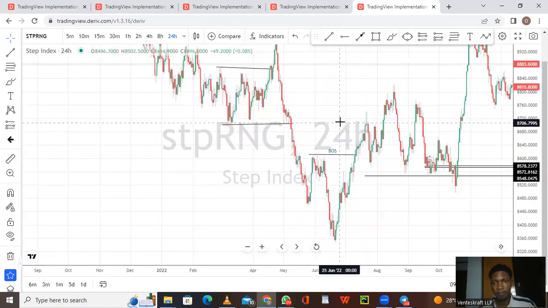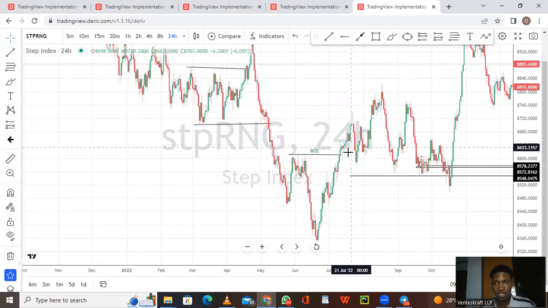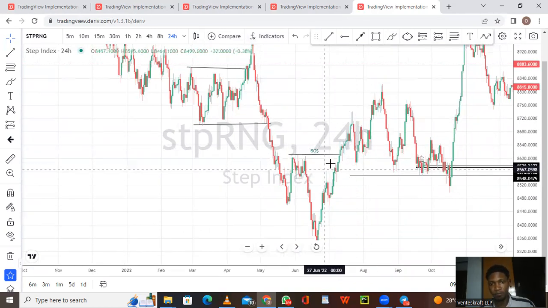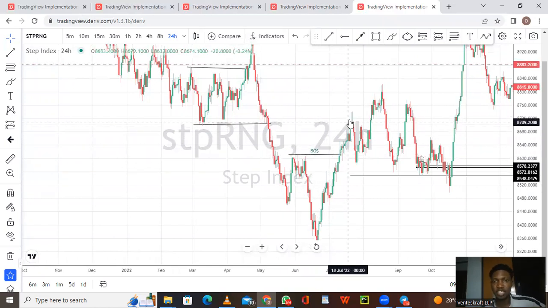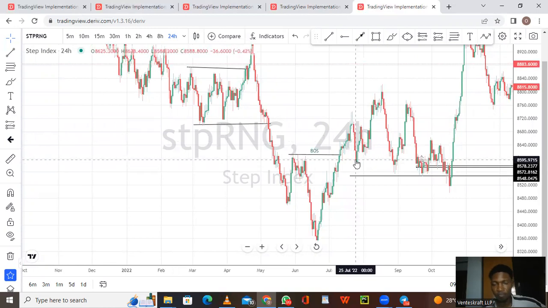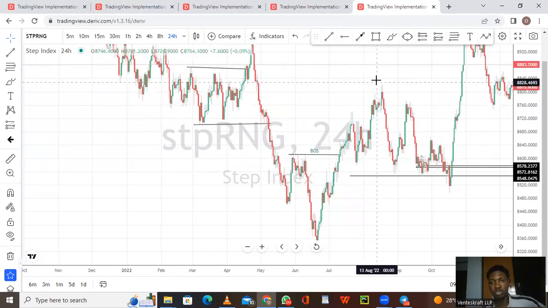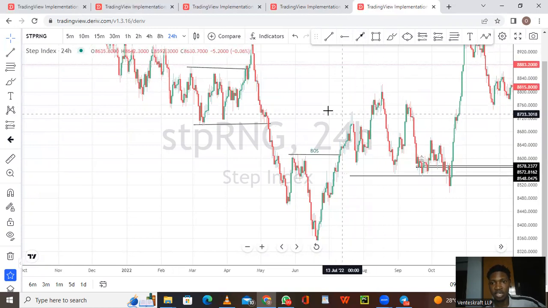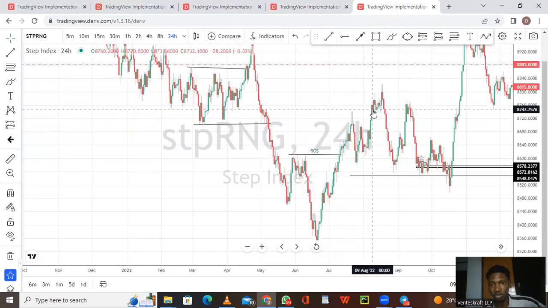Then there is a pullback. After the break of structure, the market creates a new high. Then it pulls back, or retreats, to create a new higher low. And then the market creates a new higher high. There is a break of structure to the upside here to create a new higher high.